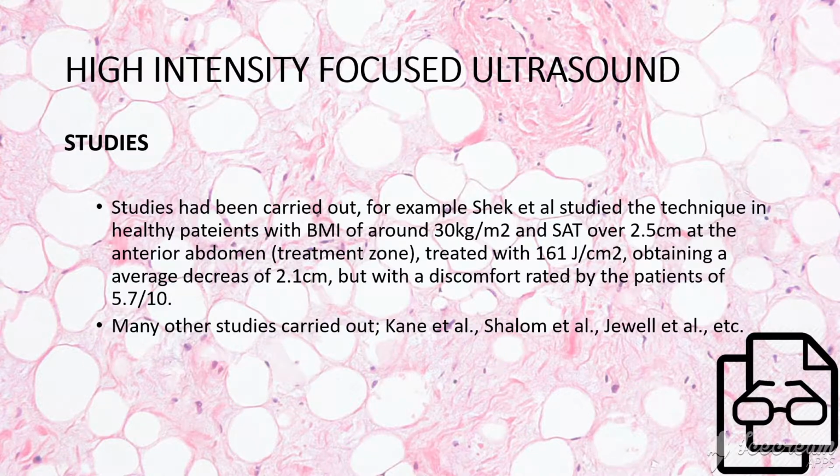Studies have been carried out. For example, Seck et al. studied the technique in healthy patients with a body mass index of around 30 kilograms per square meter and subcutaneous adipose tissue over 2.5 centimeters at the anterior abdomen, treated with 161 joules per square centimeter, obtaining an average decrease of 2.1 centimeters, but with a discomfort rated by the patients of 5.7 out of 10.